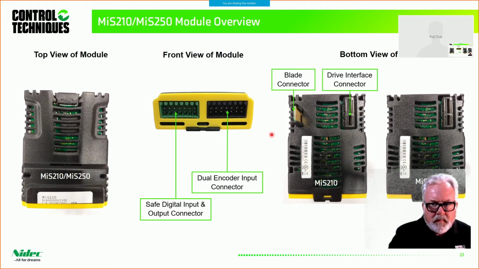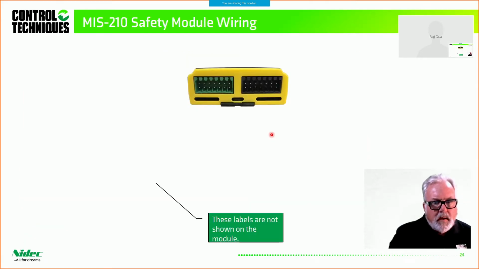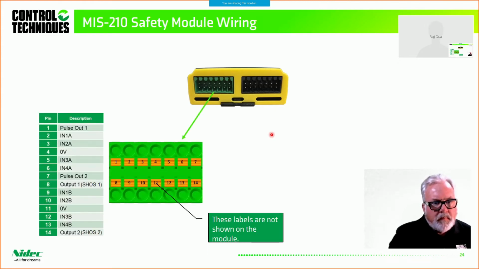There's the blade connector. There's the drive interface connector for the 210 and the 250. Now, to wire these modules, in the manual, and this is what tripped me up, by the way, you'll see this nice picture where the terminals are labeled 1, 2, 3, 7 to 14. These nice little labels are not on the connector. All right, there are no terminal numbers on the connector itself.